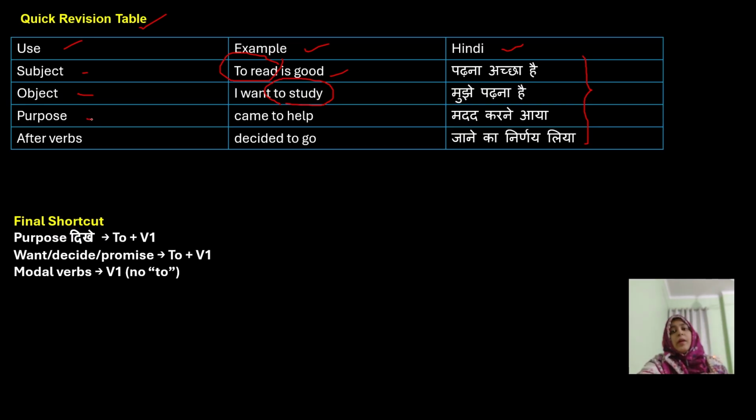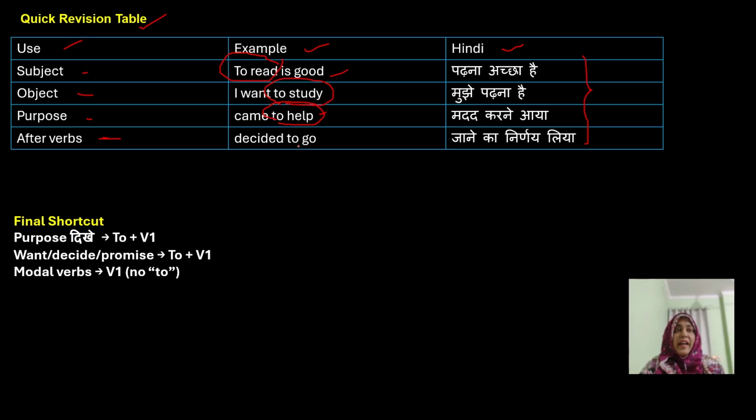Infinitive also comes as a purpose. Came to help. You can see, came to help. Why did he come? Why did she come? Because to help me. There is a purpose. So for purpose also we use infinitives. Fine. After verbs, after verbs also we use infinitive.